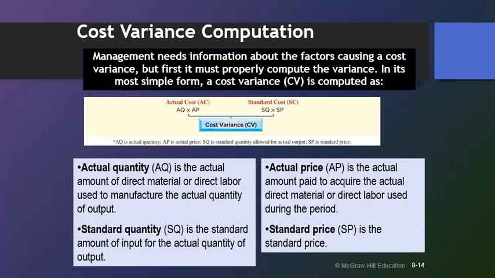The cost variance can then be further broken down by the components. Actual quantity, often abbreviated AQ, is the actual amount of direct material, direct labor used to manufacture the actual quantity of output. Standard quantity, often abbreviated SQ, is the standard input expected for the actual quantity of output. AP is the actual price paid to acquire the materials. SP is the standard price that we had planned to pay for the materials or the labor. So price variances occur when we pay an actual price that's different from the standard price that we should have paid, and quantity variances happen when we use a different amount of the resource than what we had planned on using.